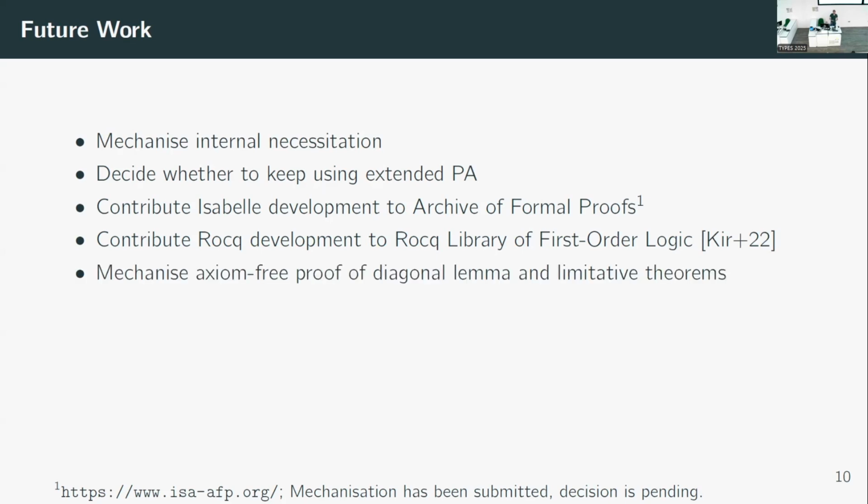And we would like to mechanize an axiom-free proof of the diagonal lemma and limitative theorems, see how important Church's thesis actually is, how much technical stuff is avoided by Church's thesis, and we would like to investigate this.